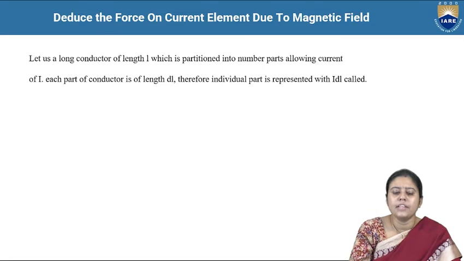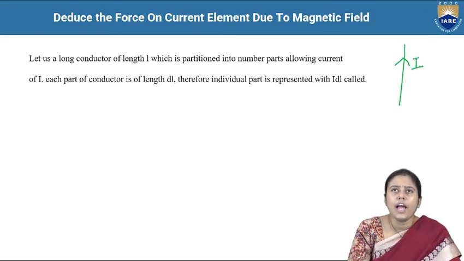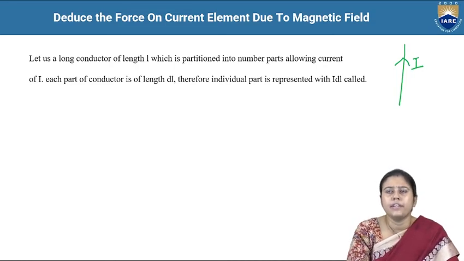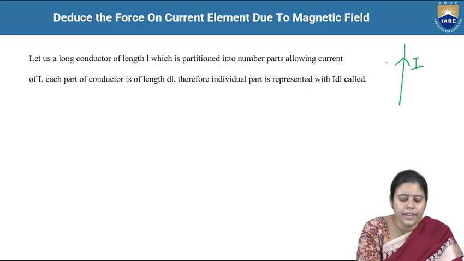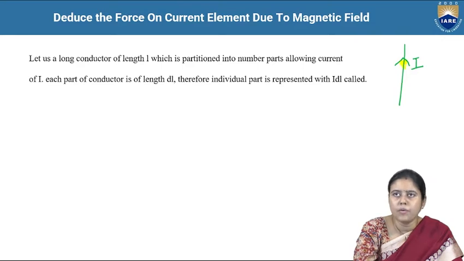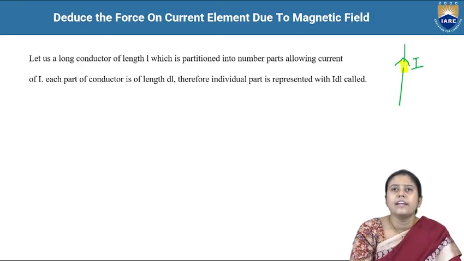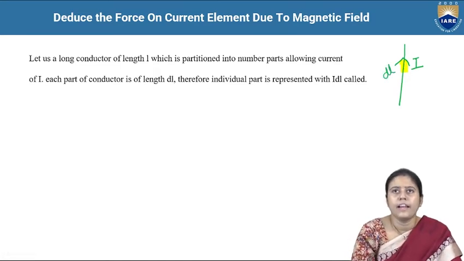Next important topic is to deduce the force on the current element due to magnetic field. Let's think there is a current carrying conductor in a magnetic field and it is carrying the current I. We have to calculate the force on the current element due to magnetic field. We can prove this by two methods. First is method 1. We are assuming a small length, and the value of this length is dl.